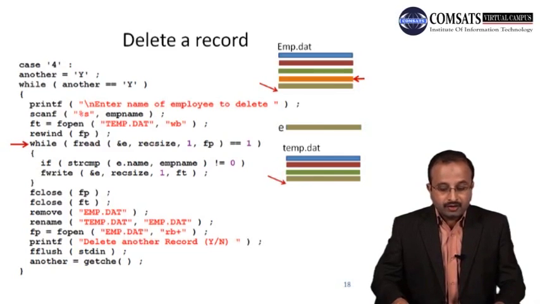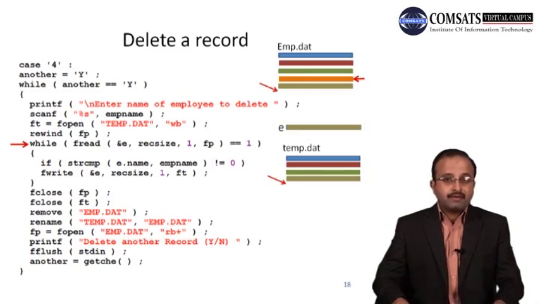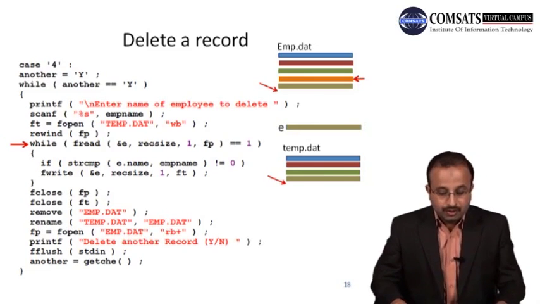The condition will first try to read a record, but it doesn't find any record because fp points to the end of the file, right? So fread returns a non-1 value, it returns 0 because it hasn't read any record. So 0 equals 1 condition is false, so it comes outside the while loop.